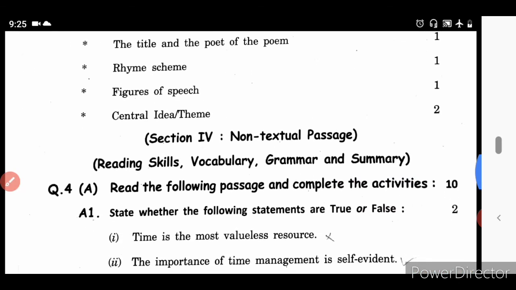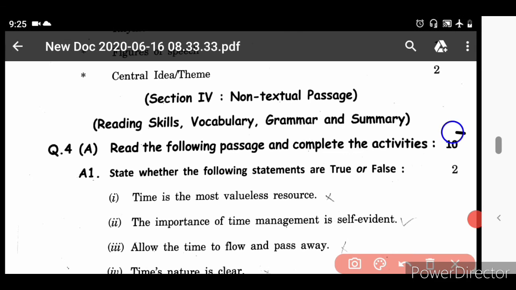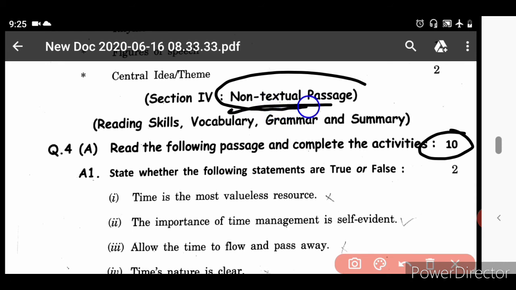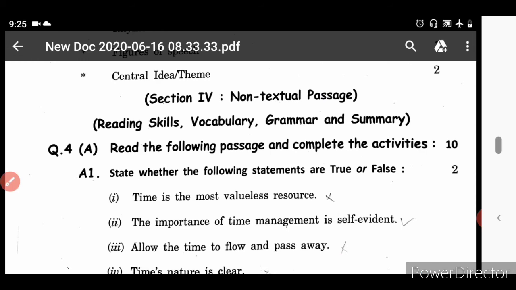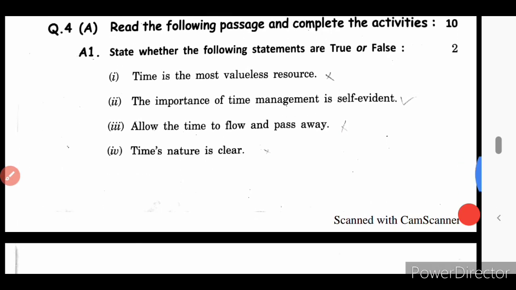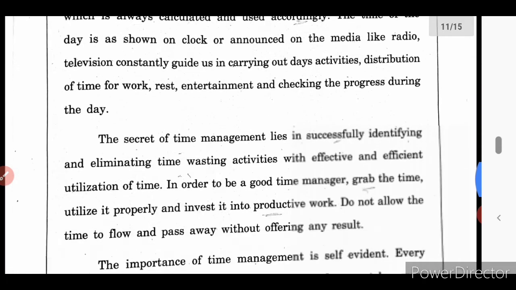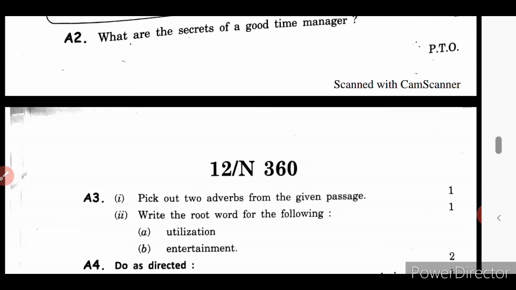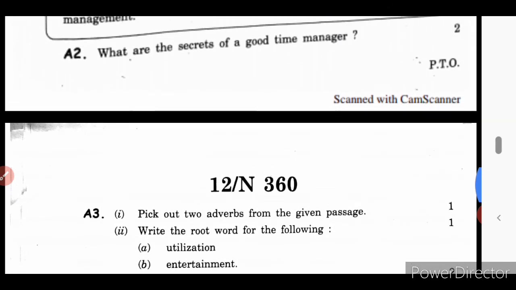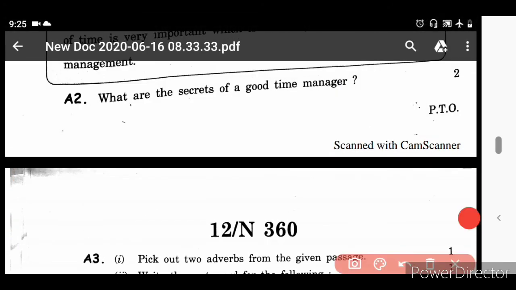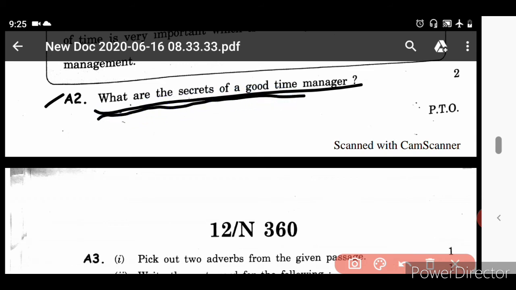This is section 4, non-textual passage. Non-textual means these passages are not found in our textbook. The questions on this passage are based on the same pattern as we saw for the first two passages, but this is non-textual, meaning an out-of-textbook passage. Write the answers to these questions like this by reading the passage.